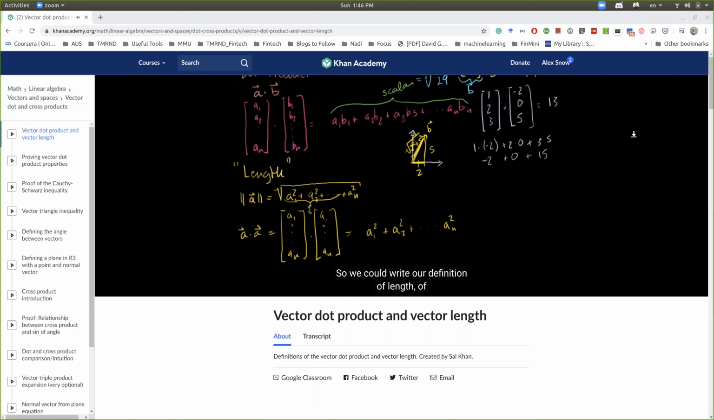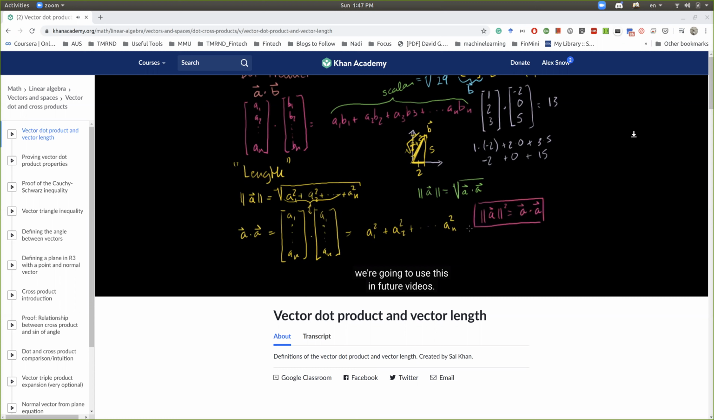So we could write our definition of vector length in terms of the dot product. It equals the square root of the vector dotted with itself. Or if we square both sides, we could say that our length squared is equal to the dot product of a vector with itself. And this is pretty neat, it's almost trivial to actually prove, but it's a pretty neat outcome, and we're going to use this in future videos.